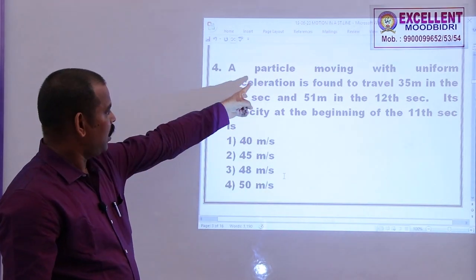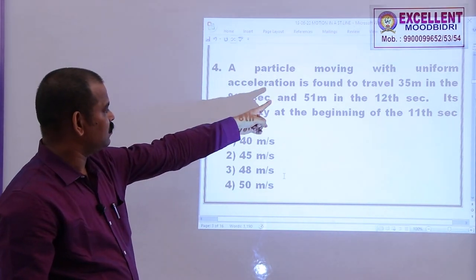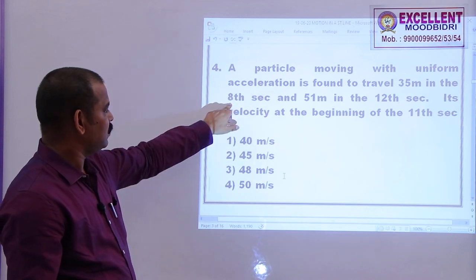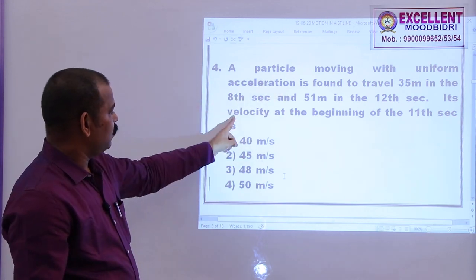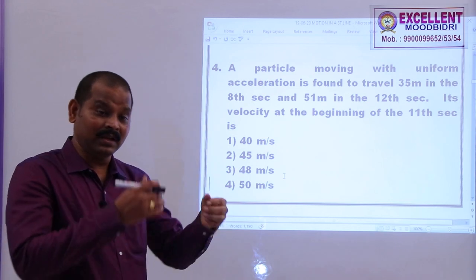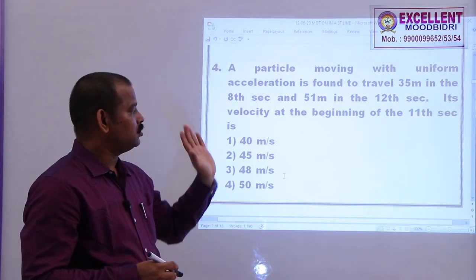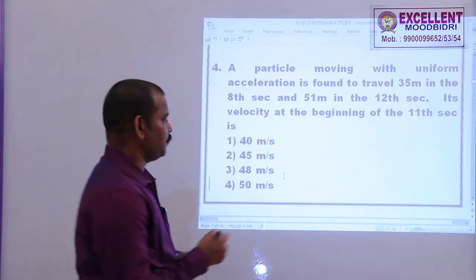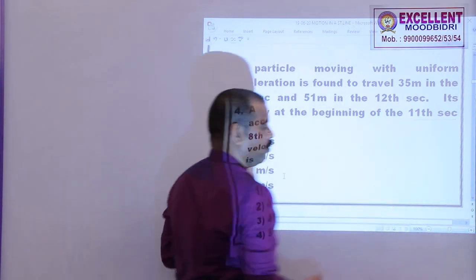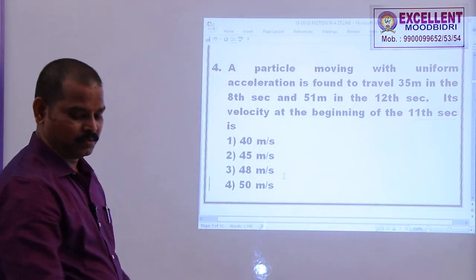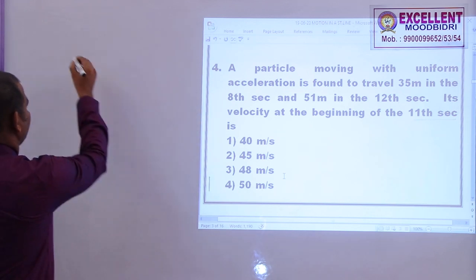Problem 4. A particle moving with a uniform acceleration is found to travel 35 meters in the 8th second and 51 meters in the 12th second. Find the velocity at the beginning of the 11th second. Beginning of the 11th second means end of 10 seconds. So what is the velocity after 10 seconds? Instead of asking this, they may ask for the velocity at the end of 10 seconds. Both are the same.